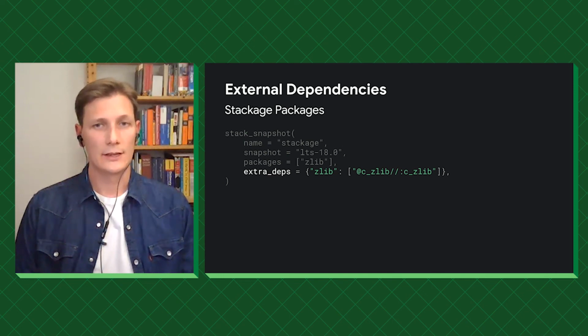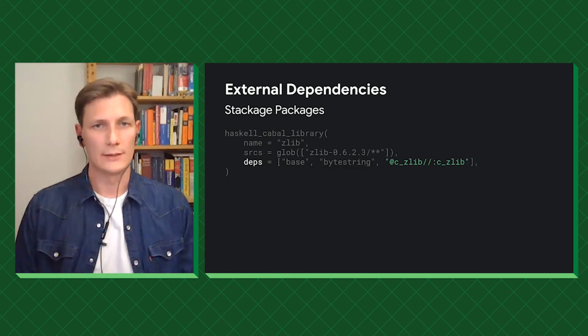Stack snapshot lets you declare such extra dependencies for each package that you import. For example, here we declare that the Haskell package zlib depends on the Bazel target czlib. Importantly, this is a regular dependency on a regular Bazel target. This extra dependency is added to the deps attribute of the generated Haskell cabal library target. The platforms and toolchains mechanism, or other configuration mechanisms, applies as with any other target. If we cross-compile the Haskell package to ARM, Bazel will give us a matching cross-compiled czlib. If we compile natively, it will give us a native czlib.